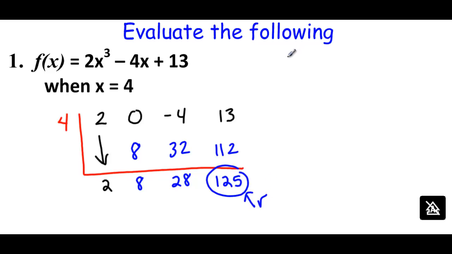So what this says is when I take this function and I input a 4, I should get an output of 125. Now you can double check this, and this is fine to do on the test. As long as I see this work, it is okay to do this.